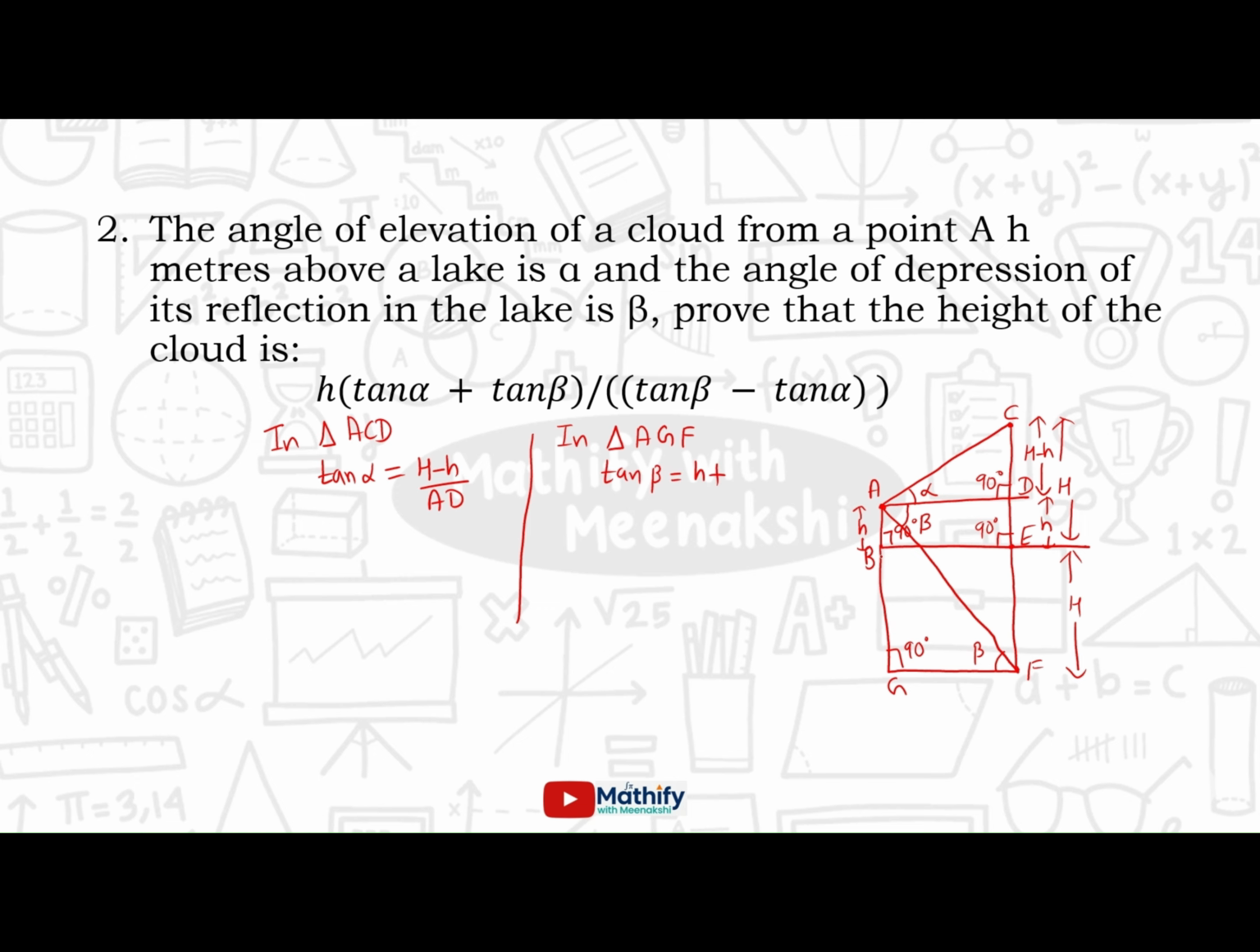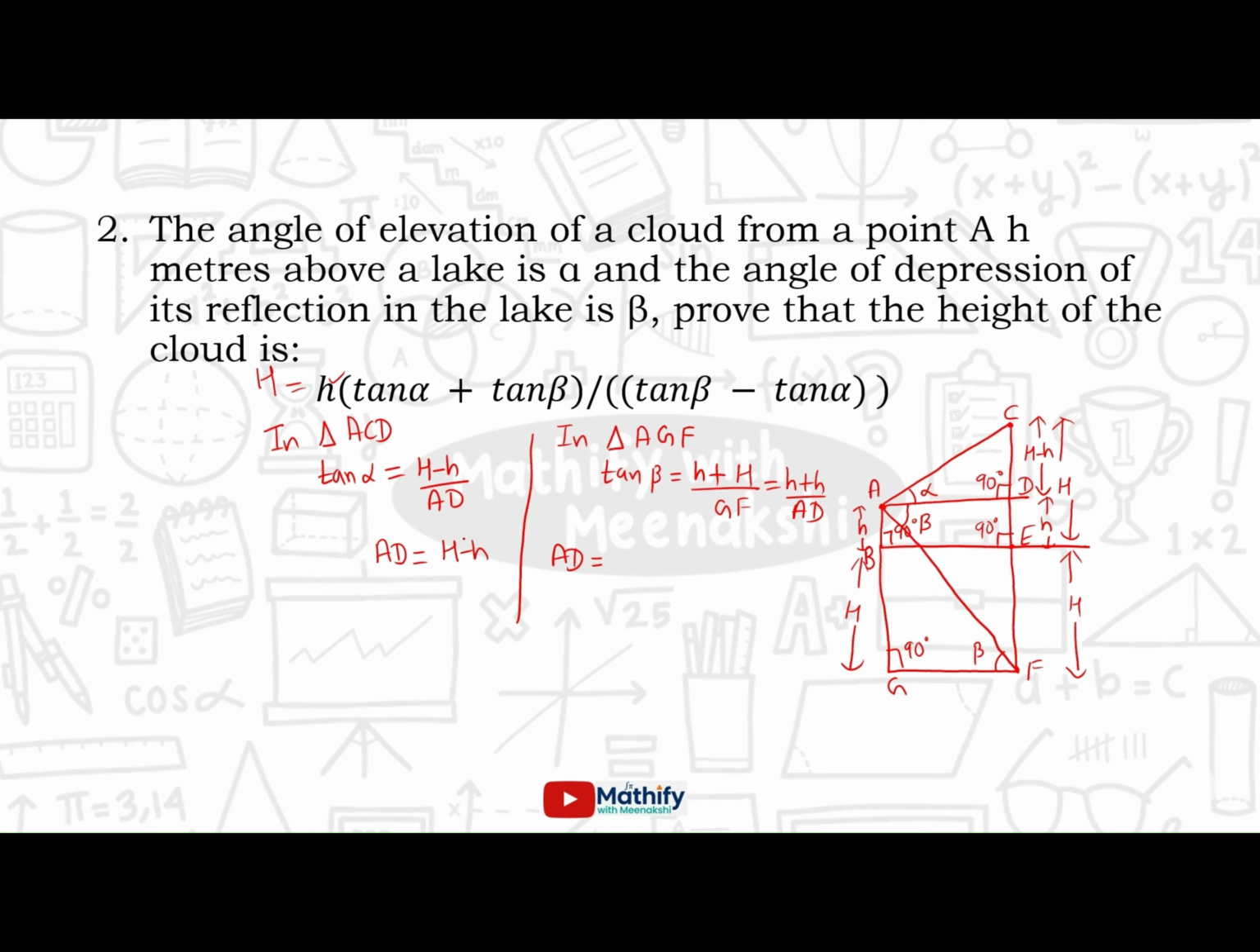Now what is this BG? That is capital H. So you can write (H plus h) by GF. And AD and GF are same, so I can replace this by AD. Now we'll find the value of AD. Why are we finding the value of AD? Because what we have to prove doesn't need AD, we need tan alpha, tan beta and h. That's why we are finding the value of AD from both the sides.